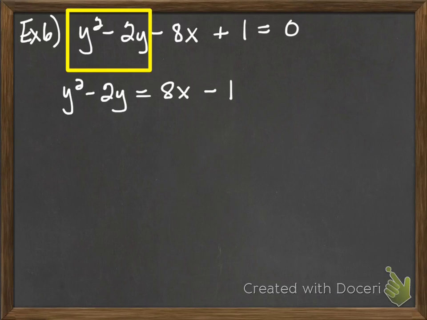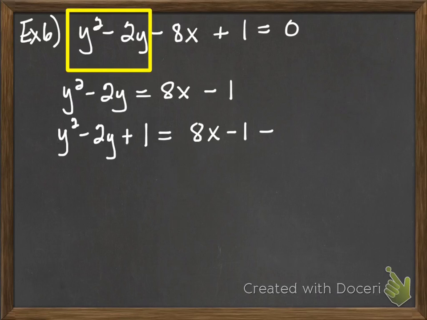Because I have a y squared and a y term, that's what tells me I have to complete the square. If you have a y squared and a y, you're going to end up with a binomial squared with your y's. And to get a binomial squared, you have to have a perfect square trinomial. And to get a perfect square trinomial, you have to complete the square. So can I complete the square right now, or is there a number in front of my y squared that I need to factor out? I can do it right now. So what number can I add to y squared minus 2y? 1. And if I add 1 to the left, I have to add 1 to the right.